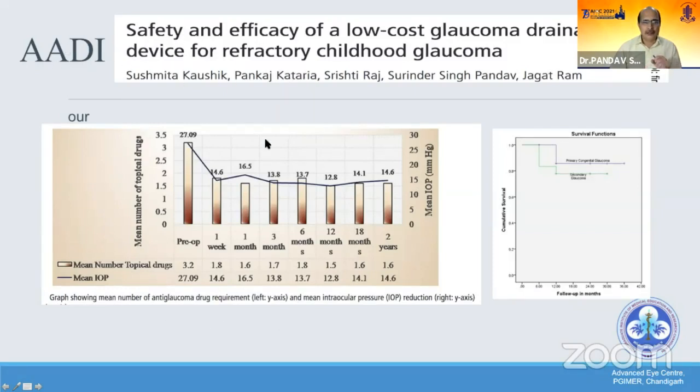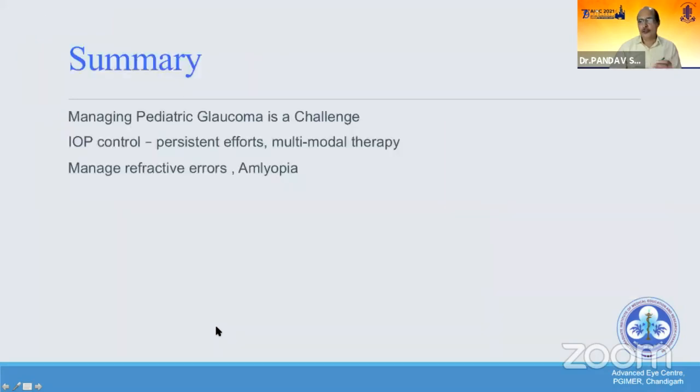So I think in cases where nothing else is working, the tubes are a good option. And if tubes are not there, then probably we have to go to the cyclodestructive procedure, but that's kind of last. To summarize my talk, managing pediatric glaucoma is a challenge. IOP control requires persistent efforts, and we have multimodal therapy because no one mode of therapy can give you 100% results. So you have to be well equipped in dealing with the different situations, and we work with different procedures which might be required in children from time to time to control intraocular pressure.